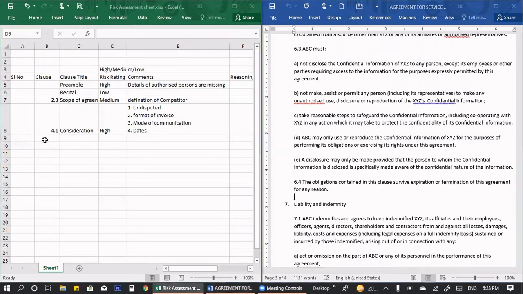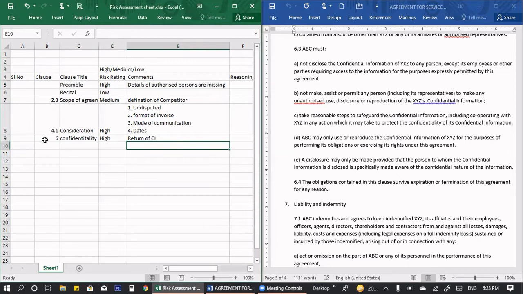Now here I will raise flag 6, that is confidentiality. Here I would mention it as high because they have not mentioned what is the mode of returning confidential information. So how are they returning it once this agreement is done?